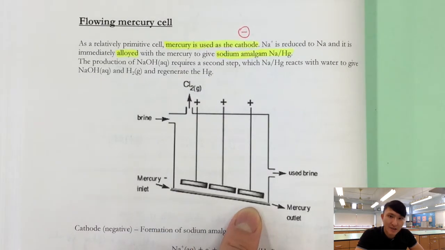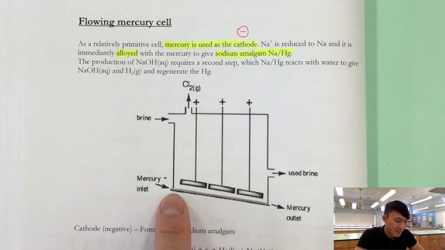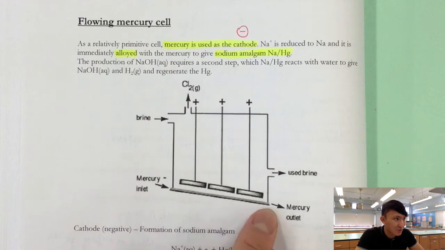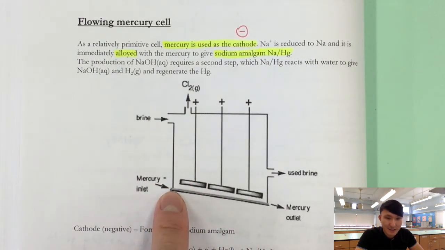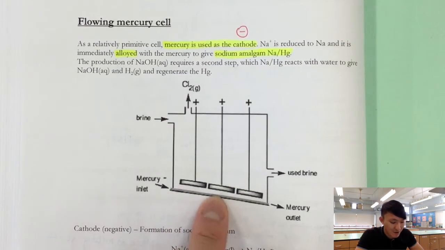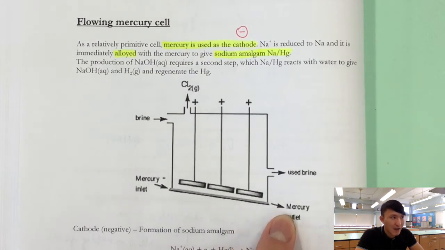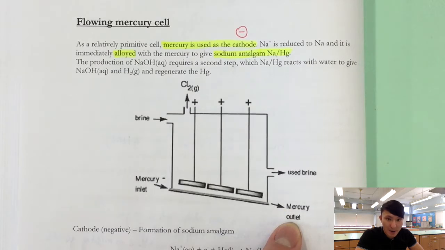Remember, mercury is a liquid, so this is actually a constant flowing stream of liquid from here down to here. You see there is a slope. And you can tell at this inlet you should have mercury, but somewhere in the middle or towards the end you should expect to see some sodium amalgam that is formed. And this sodium amalgam will be removed from the reaction chamber.